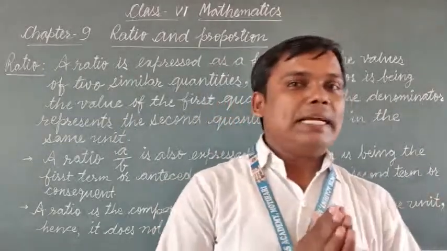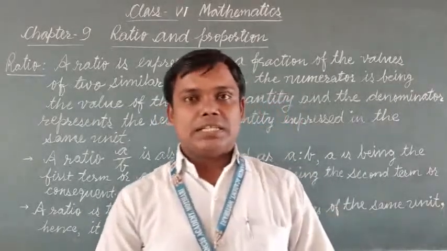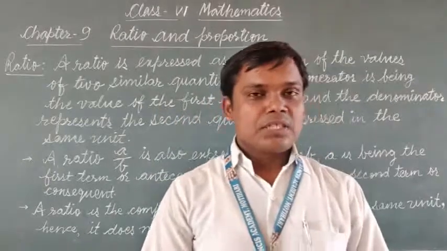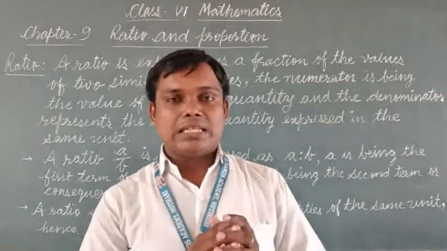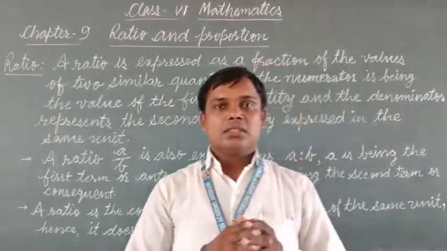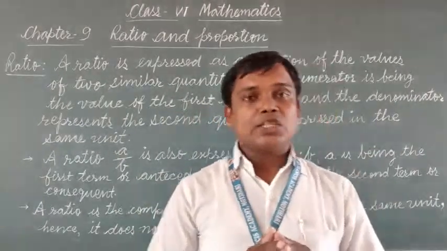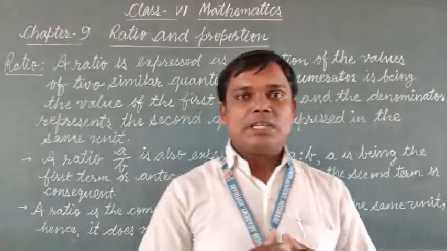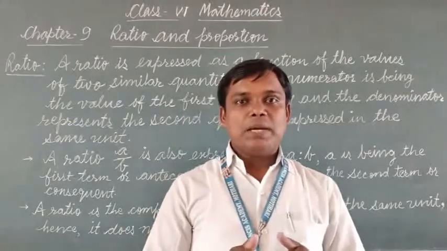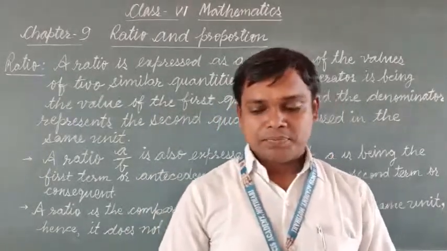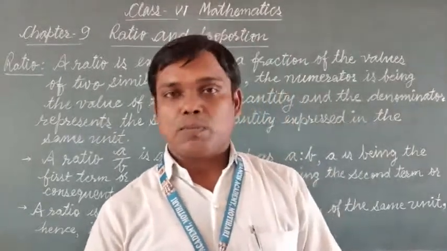We have already completed Unit 1 of our book. Today we will start Unit 2, Commercial Mathematics. In this unit, we will read 3 chapters: Chapter 9, Ratio and Proportion; Chapter 10, Percentage; and Chapter 11, Application of Percentage. So let's start Chapter 9, Ratio and Proportion.